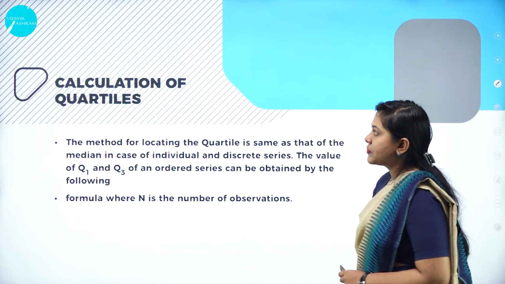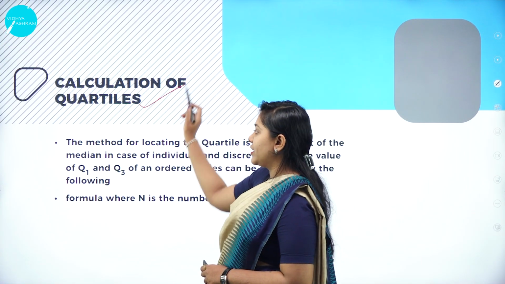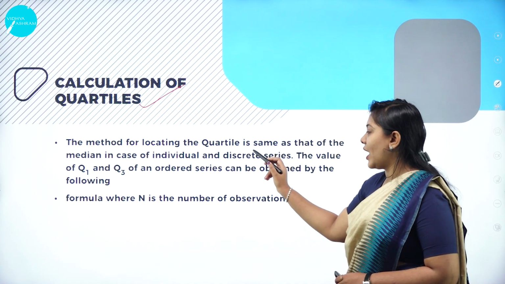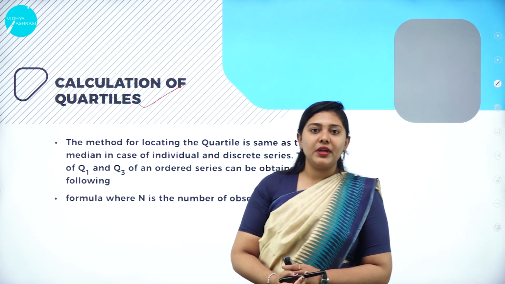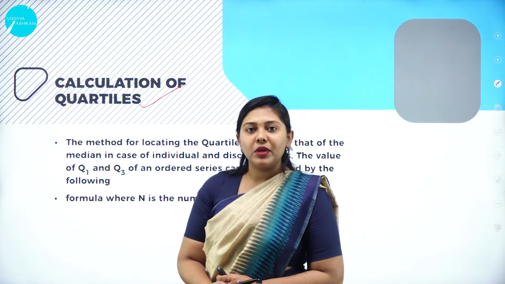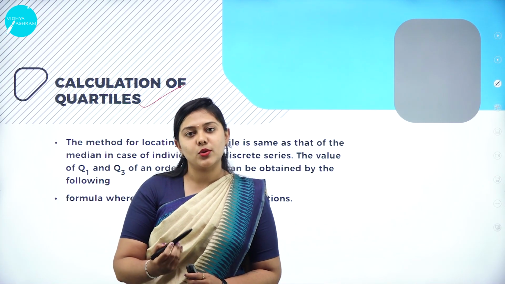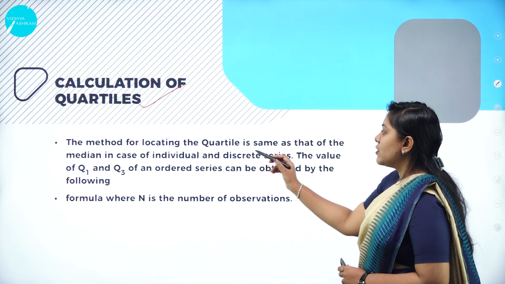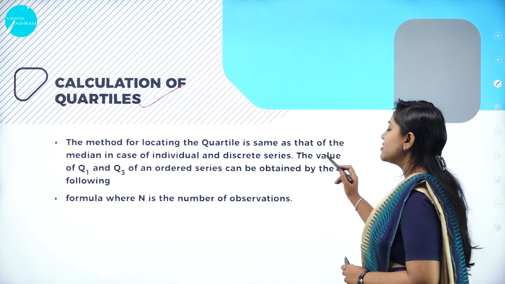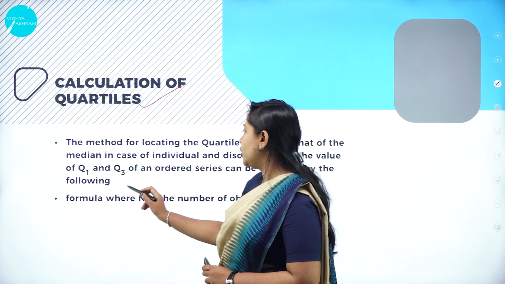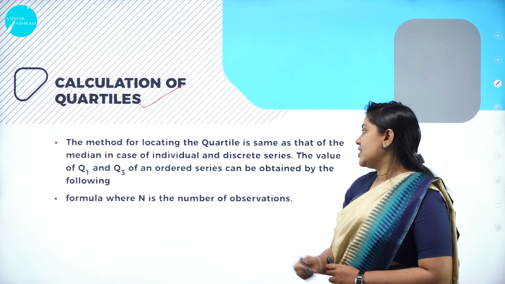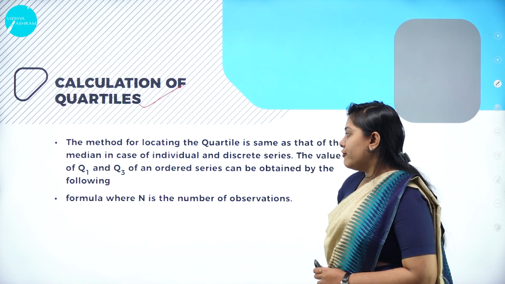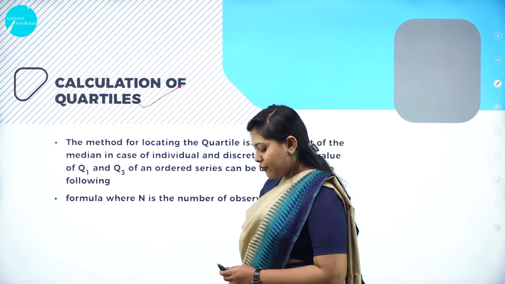Moving forward, calculation of quartile. The method for locating the quartile is the same as for the median. We used to locate the median, and the quartile is located in a similar way. In the case of individual and discrete series, the values of Q1 and Q3 of an ordered series can be obtained by the following formulas.